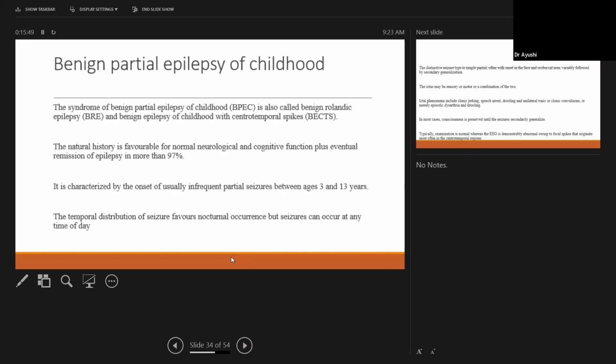Next is benign partial epilepsy of childhood. The syndrome of benign partial epilepsy of childhood is also called benign rolandic epilepsy and benign epilepsy of childhood with centrotemporal spikes. The natural history is favorable for normal neurological and cognitive function plus eventual remission of epilepsy in more than 97%. It is characterized by onset of usually infrequent partial seizures between ages 3 and 13 years, and the temporal distribution of seizures favors nocturnal occurrence, but seizures can occur at any time of the day.